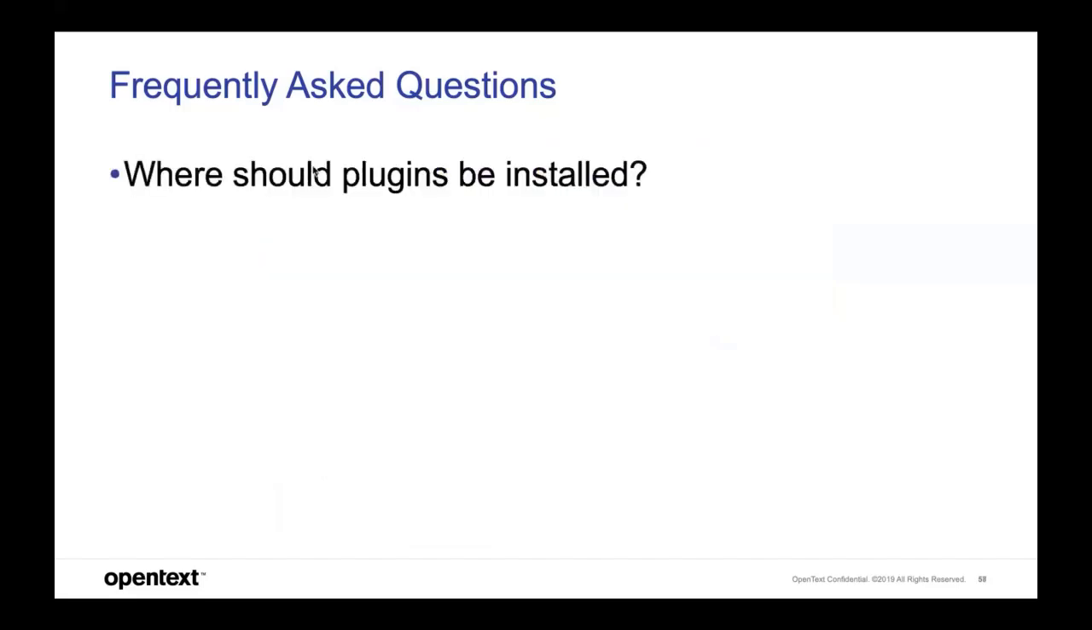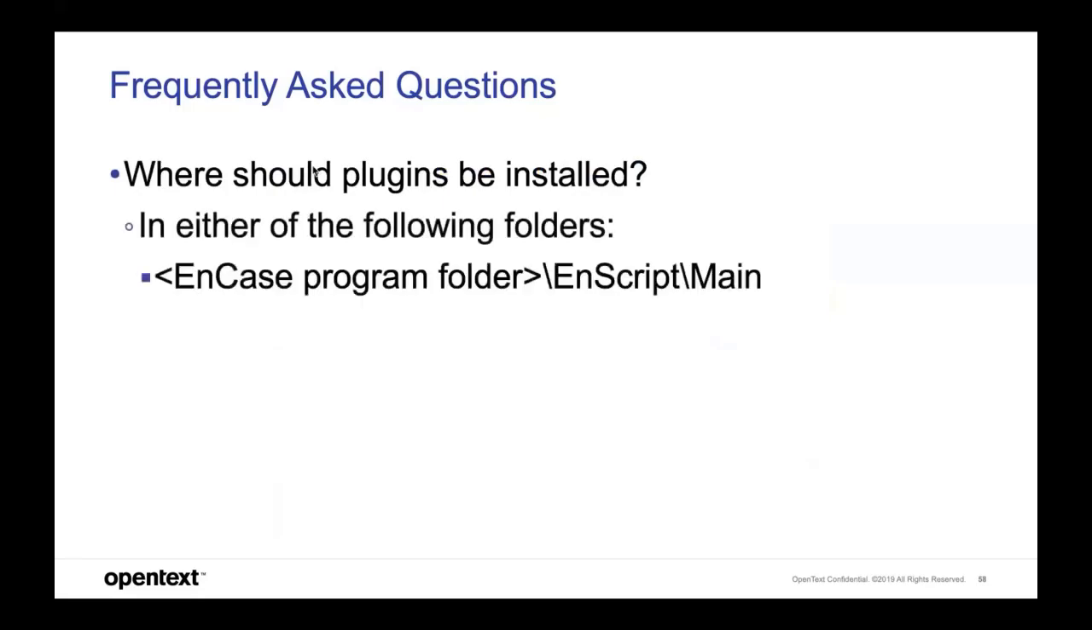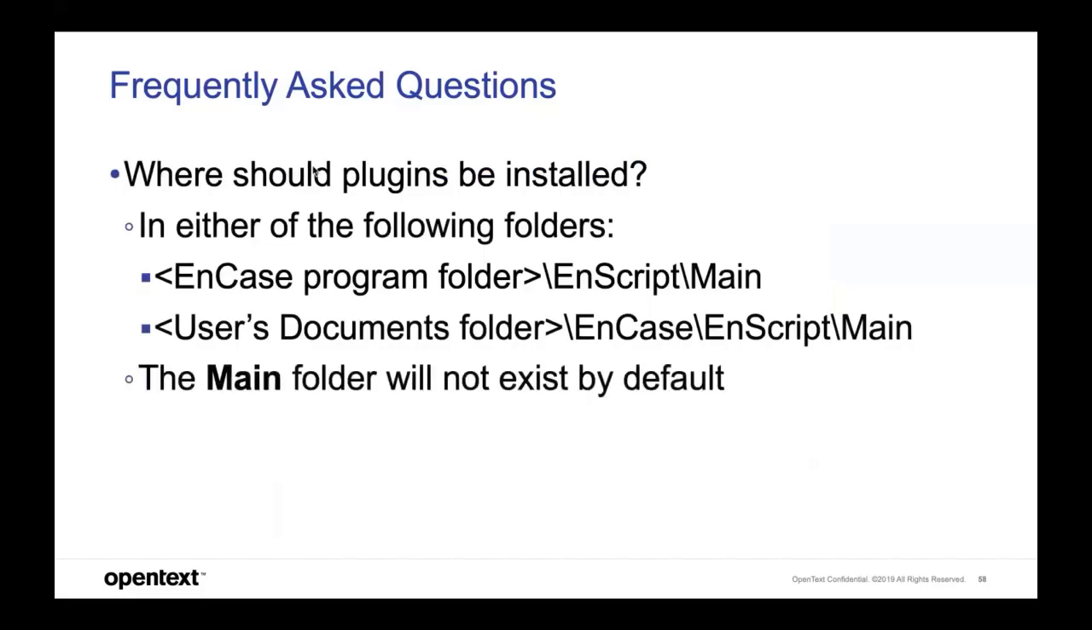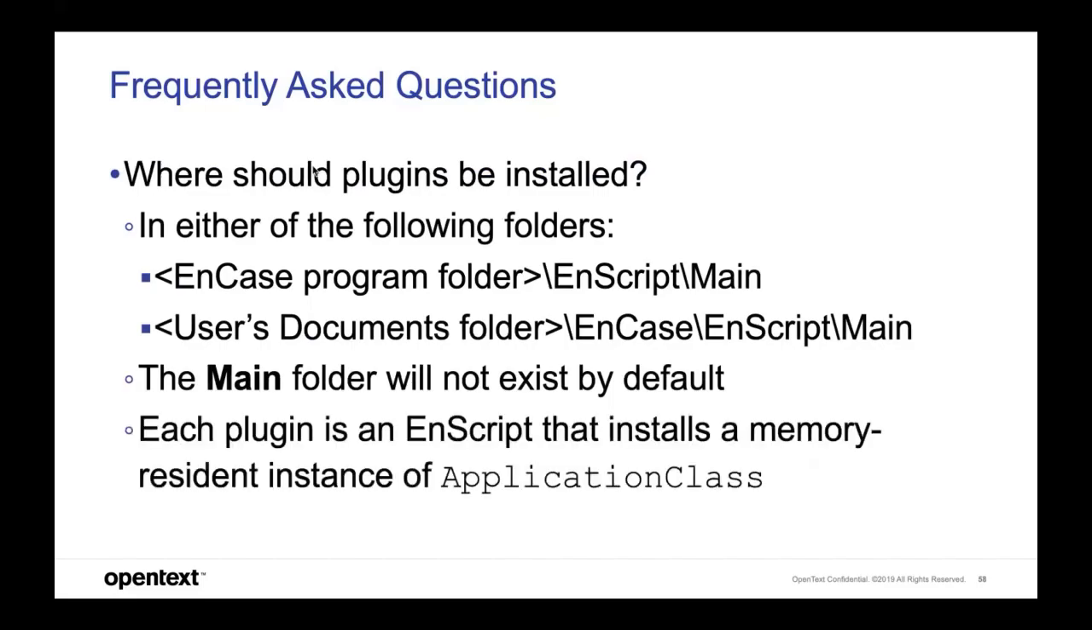So, where should plugins be installed to run automatically when EnCase starts? Well, as already mentioned, all of the EnCase training plugins are self-installing. That said, it might help to know that they can be manually copied into the EnScript main folder in the EnCase program folder or the EnCase EnScript main folder in the user's documents folder. It's worth noting that the main folder is not created by default when EnCase is installed. For those folks who are interested in how plugins work, an EnScript plugin installs a memory resident instance of something called application class. I will tell you where you can find some example plugin code shortly.